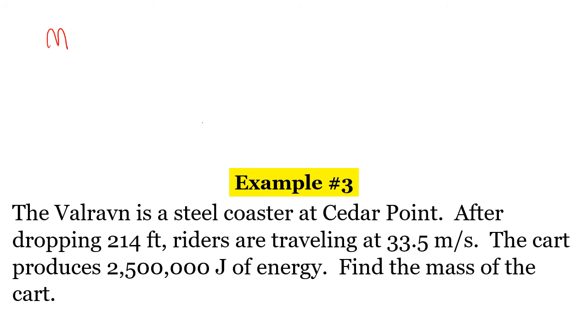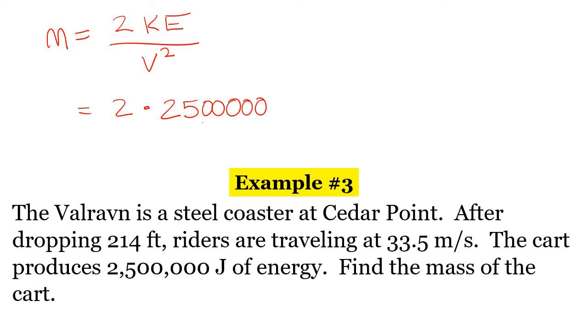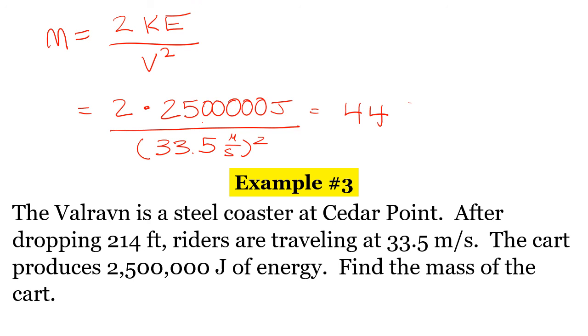So our equation for finding mass is 2 times the kinetic energy over the velocity squared. So let's plug in what we have. 2 times the kinetic energy of 2,500,000 joules over the velocity squared. We're told the velocity is 33.5 meters per second, and we're going to square that number. When we do this on our calculator, we're going to get, after rounding a little bit, 4,455, and our units of mass are kilograms.